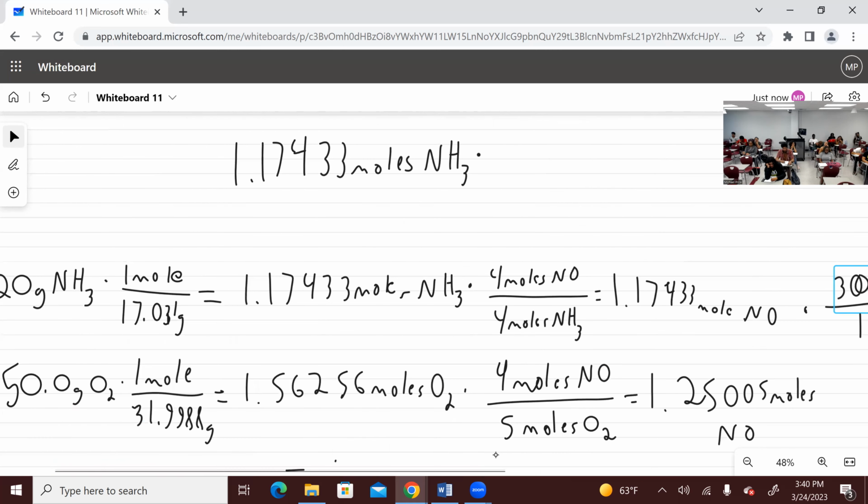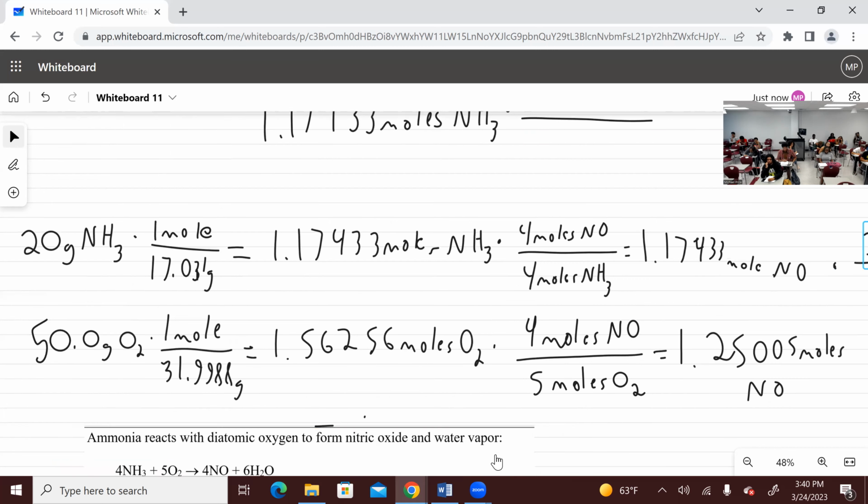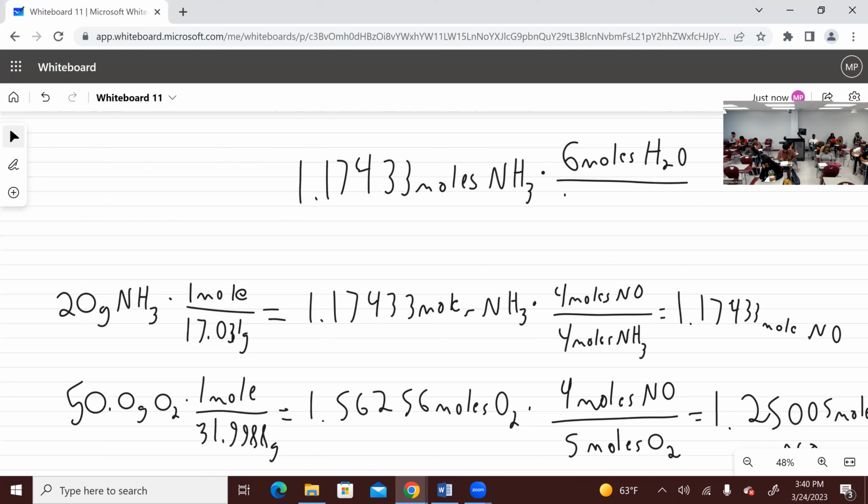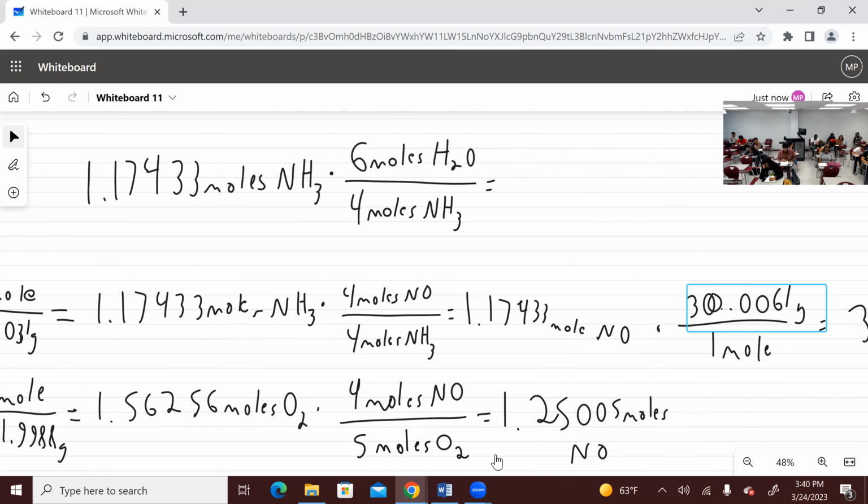So I'm going to say 6 moles of H2O divided by, what did I say I was going to divide by? 4, okay. 4 moles of NH3. All right. 1.17433 times 6 divided by 4. I end up with 1.7615 moles of H2O. Y'all with me? Okay. All right.